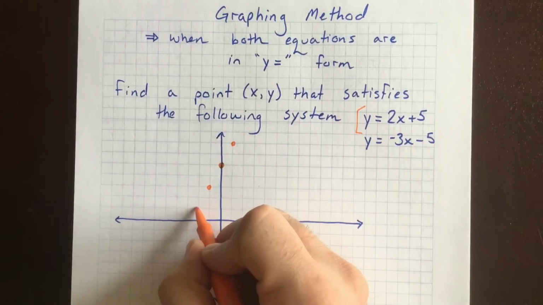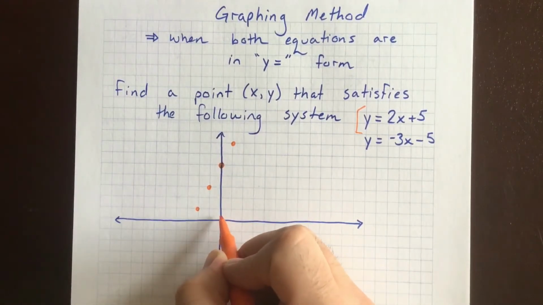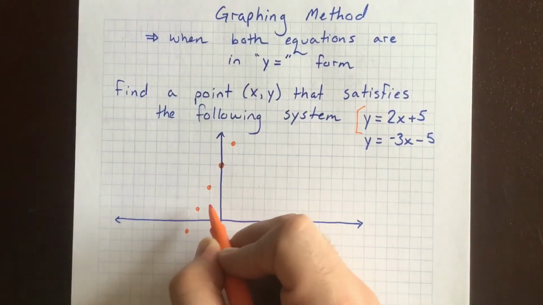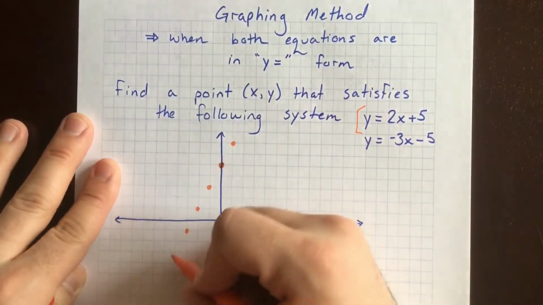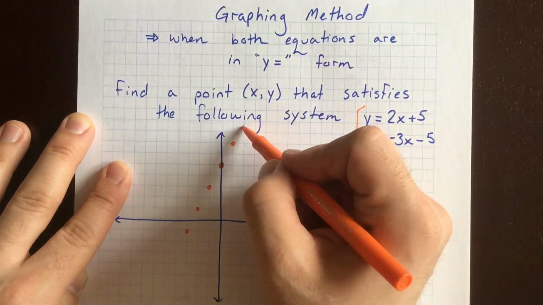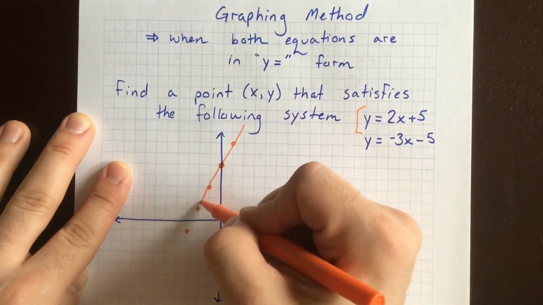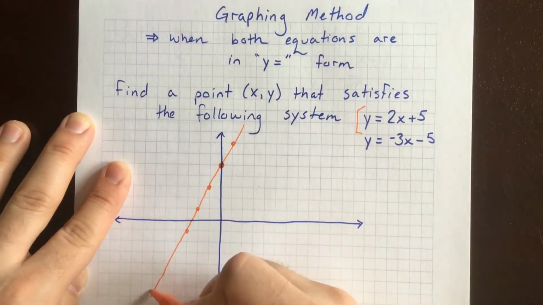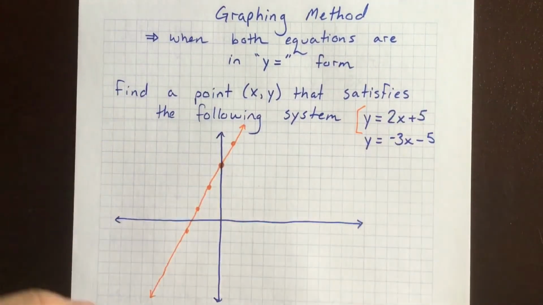So keep going, just get a few more coordinates here. One more time, down 2 over 1, down 2 over 1. With this, we can easily connect to make our line. Okay, so that's our first equation.